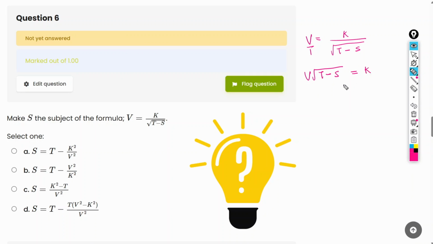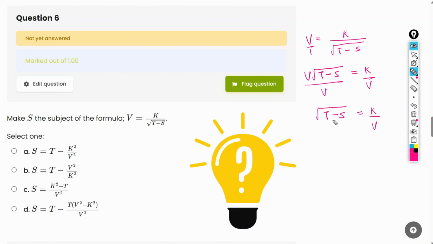All right. So the first thing I always like to do is get everything on one line. I don't like dealing with fractions, so I would always cross multiply, then figure it out from there. So the next thing is I'll take care of V first, because V is the farthest thing. I'll divide both sides by V. So I'll end up with square root of T minus S is equal to K over V.